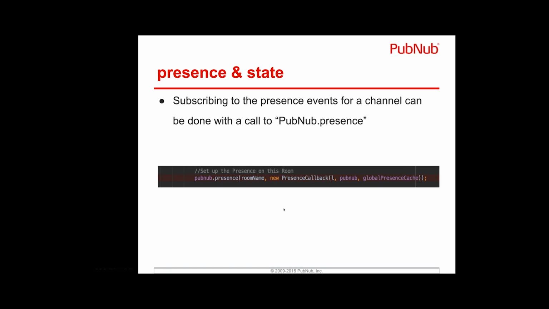Subscribing to presence is very, very simple. Again, it's the same pattern as all the other calls. We have our instance of PubNub. We call presence, pass in a room name or a channel name, and then a callback. In our case here for the sample code, I have an implementation of a presence callback called presence callback that accepts a few parameters, and I'll take you through that in just a second.